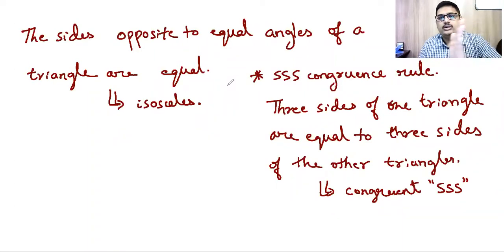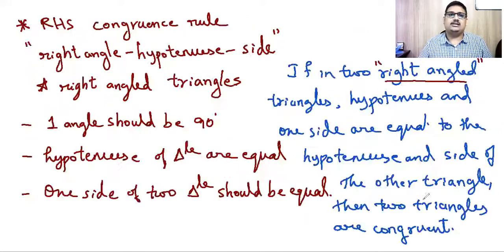With this, we came to the congruence rule called as SSS congruence rule. That is, when I compare two triangles, if all the sides of one triangle are equal to all the sides of the other triangle, then also the two triangles are congruent to each other. Then we talked about a specific triangle, that is congruence for right angled triangles. That's where RHS comes into picture. RHS stands for right angle, hypotenuse and one side. That means if in two right angle triangles, hypotenuse and one side are equal to the hypotenuse and side of the other triangle, then two triangles are congruent to each other.